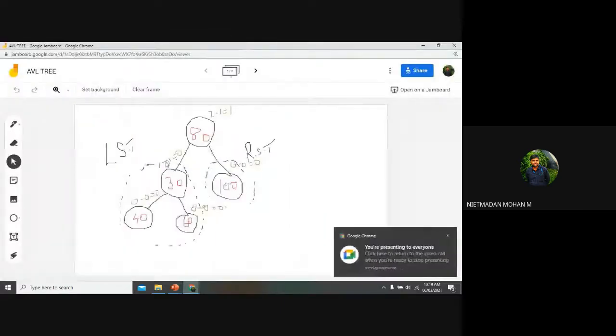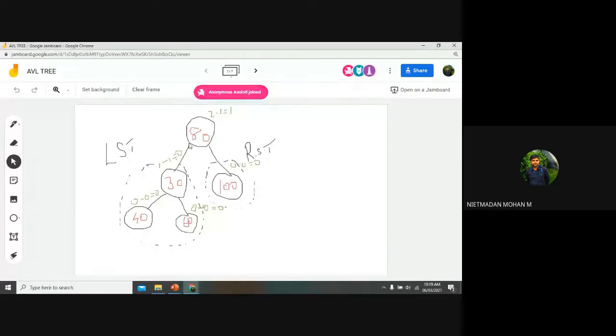So here, you can see the screen is visible, right? Yes. Here you can see, this is my root node. So this is my tree. First you want to check whether it satisfies the binary tree condition or not. Whether it is a binary tree. All the nodes have either 0 children, 1 child, or 2 children, right?